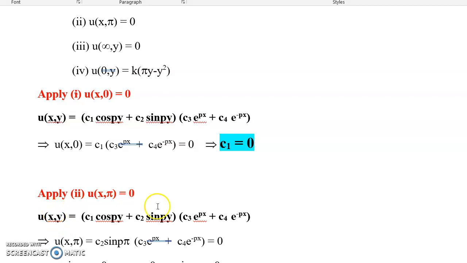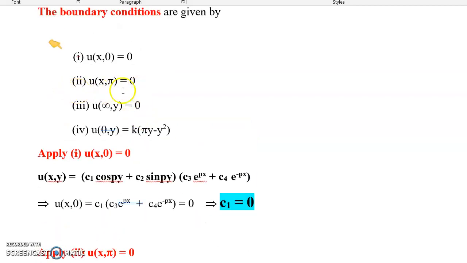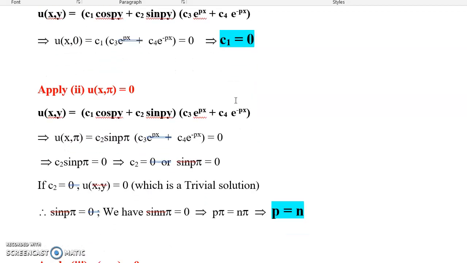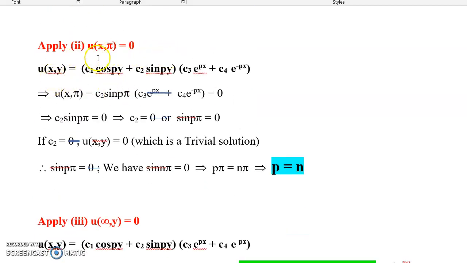Now let us move on to the second boundary condition. What is the second boundary condition? u(x, π) = 0. So take that. Y is becoming π. X is x itself, but in the place of y, you have to substitute π. So take the correct solution and substitute π for y. See, already C1 we got 0, so this term will become 0. And here, in the place of y, you substitute π. So this becomes C2 sin pπ into the x term. X we are not touching, so this will come just like that. And the condition says this is equal to 0.